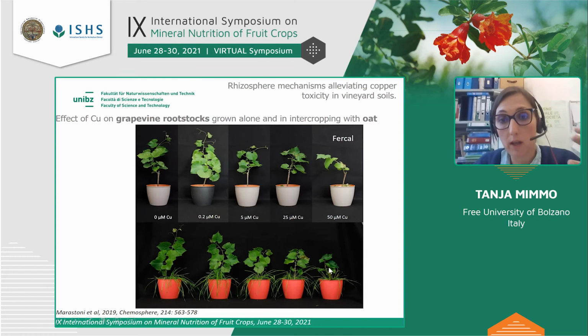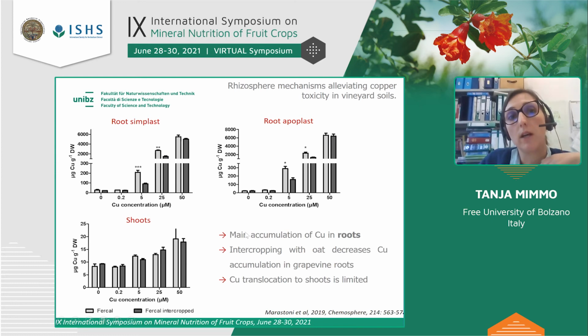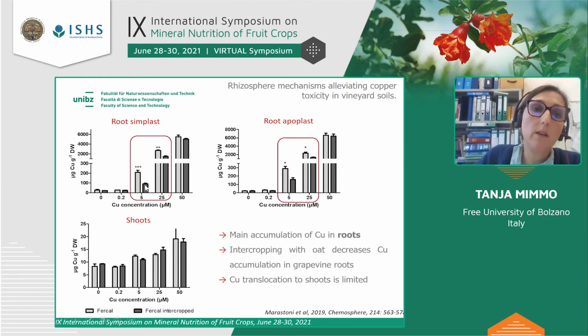They have a greener color of the leaves, so the toxicity is not that severe of the copper. Indeed, if you looked at the compartmentalization of this copper, as also widely described in literature, the main target of copper are the roots, so both the symplast and the root apoplast. But the interesting thing, because we were interested in whether the intercropping was actually effective in reducing this copper accumulation, is that we found that intercropping significantly decreased the copper accumulation in both the root symplast and the root apoplast.